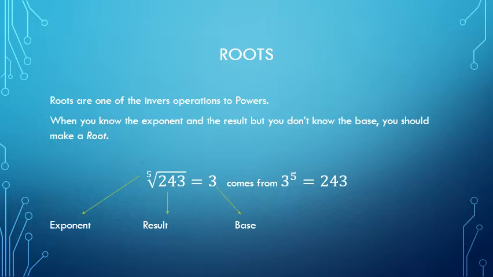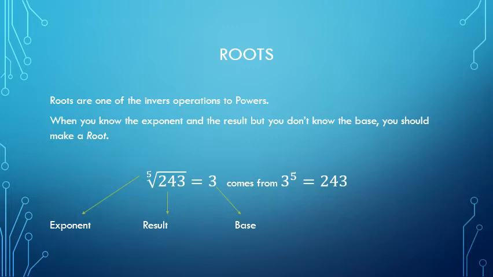So roots are one inverse operation to powers, and you have to make a root if you know the exponent and the result of a power, but you don't know the base. So how do you find a base? You make a root. Like in this example. Here you can see that the little 5, which is over the root sign, is what in a power normally is in the place of the exponent. And the 243, which is inside of that box of the root sign, is what normally is the result of the power. So what is missing? The base, which comes in as the result of the root.